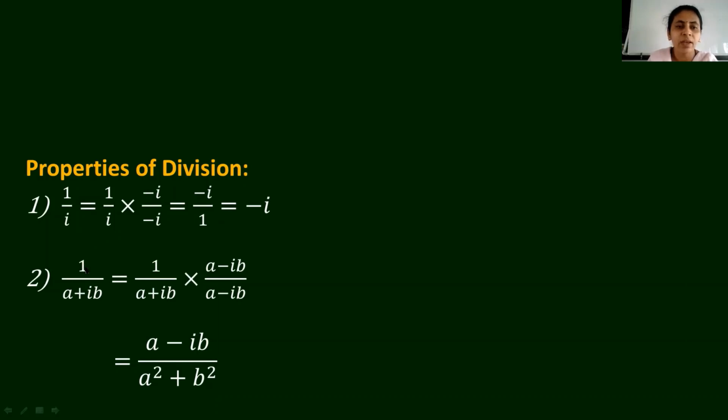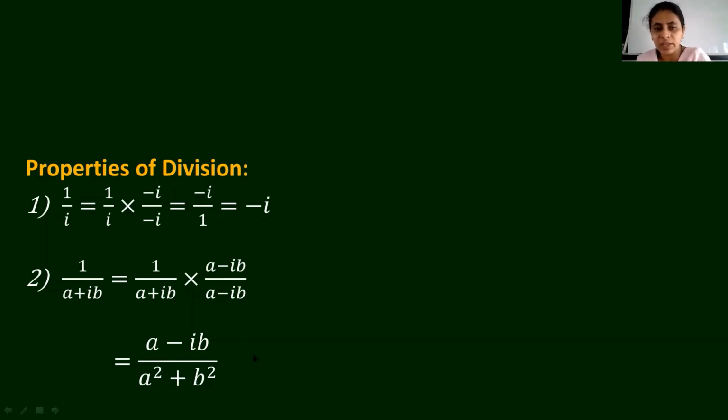Then the second property is 1 upon a plus ib is equal to 1 upon a plus ib into a minus ib upon a minus ib. We have multiplied numerator and denominator by the conjugate of the denominator. So we get a minus ib upon a square plus b square.